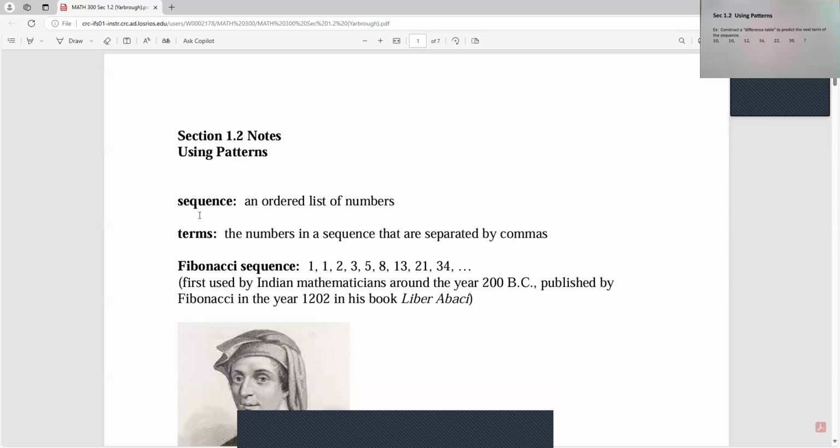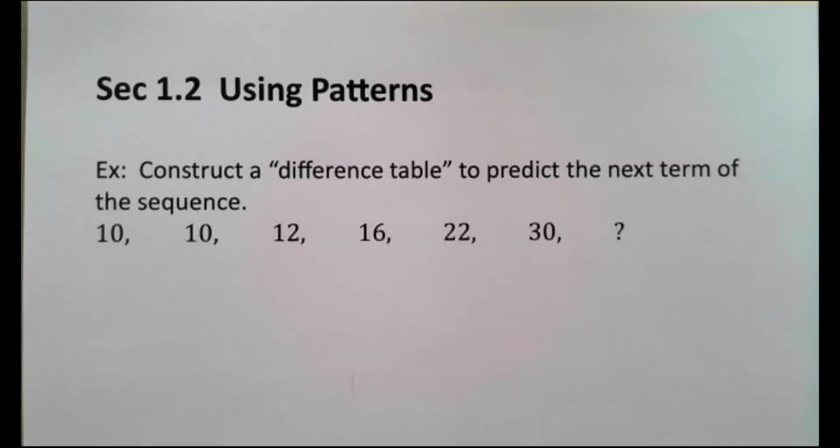The first definition is the word sequence. A sequence is an ordered list of numbers. The terms that are in that sequence, when we say terms, we mean the numbers in the sequence. So going back to our example, this is what we could call a sequence, and each of these are individual terms of the sequence. This is the first term, the second term, the third term, and so on.